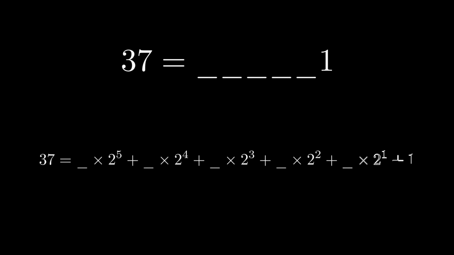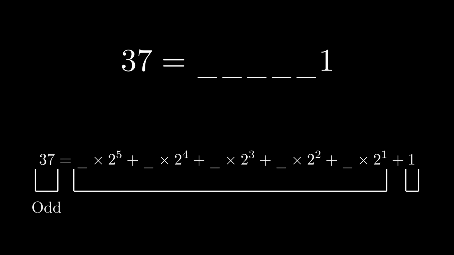Here's my explanation. Since 37 is odd, the last bit needs to be a 1, because if you're adding powers of 2 to get an odd number, 2 to the 0th, which is 1, has to be included. Now it gets less obvious. Why do we try cutting that number in half?